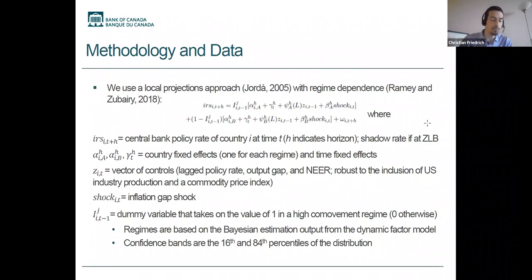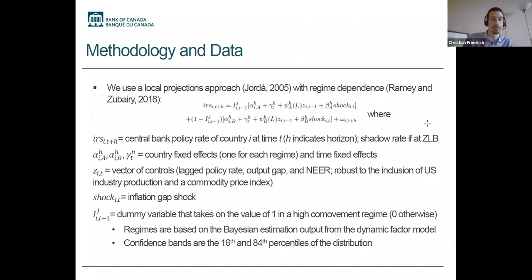There's this inflation gap shock, this exogenous movement in inflation that I mentioned before. And then this I_{j,t-1} is a dummy variable that takes on the value of one if we're in a high co-movement regime and zero otherwise. And we determine in which regime we are basically on the Bayesian estimation output from the dynamic factor model. And then we can also plot confidence bands around.